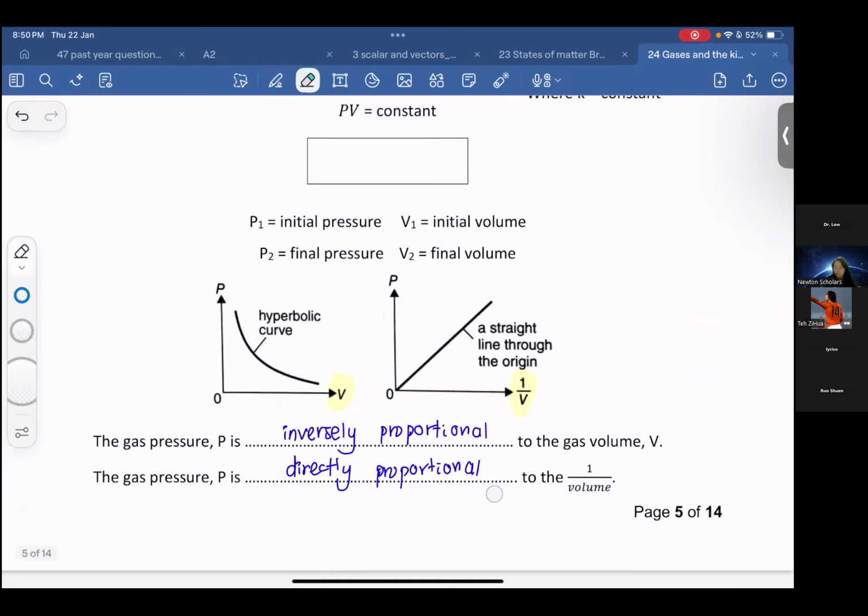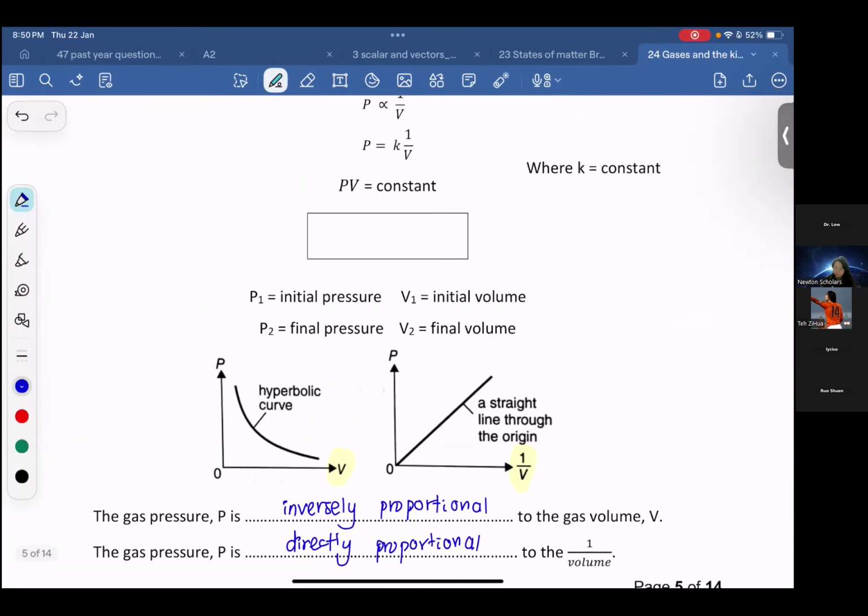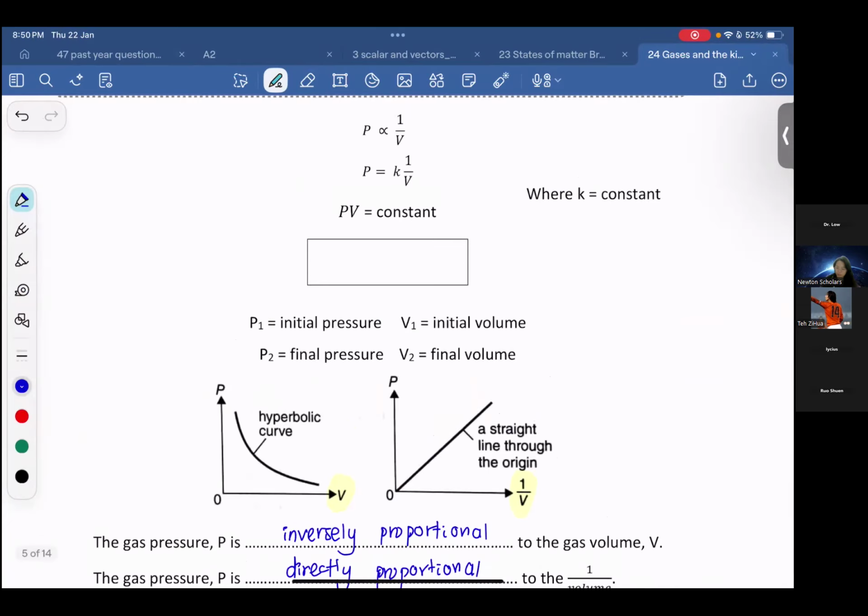A curved graph, where one increases and another decreases, is called inversely proportional. Okay, so at the end they will get this formula. P is directly proportional to 1 over V. This symbol means directly proportional in mathematics.